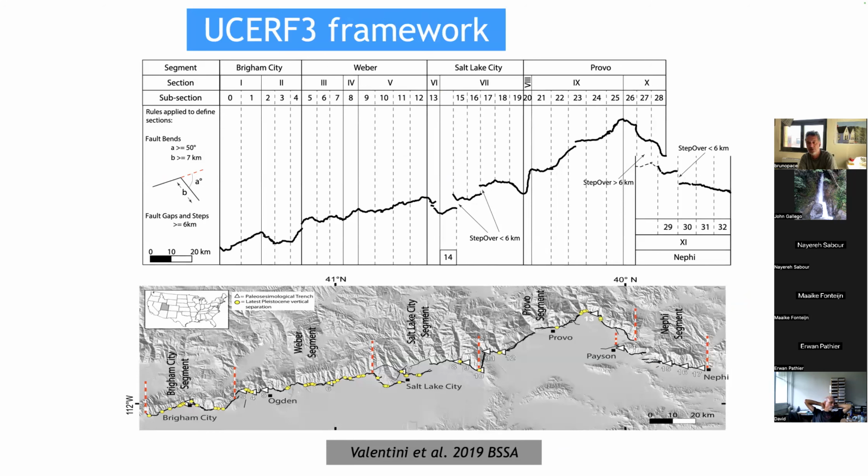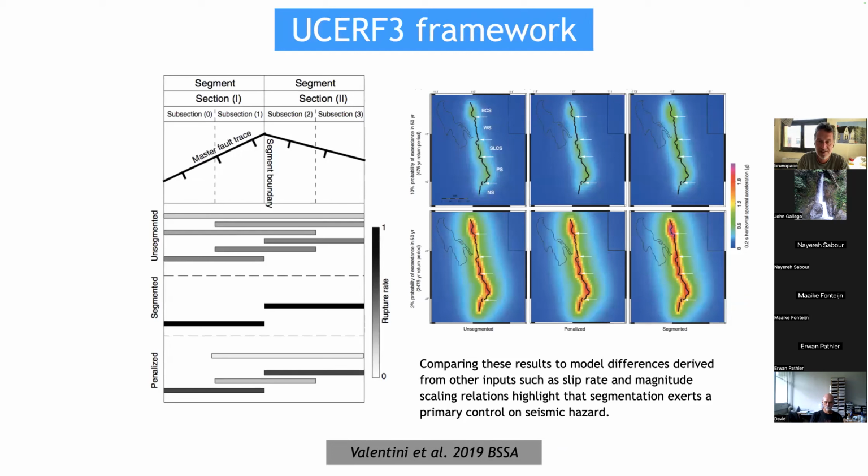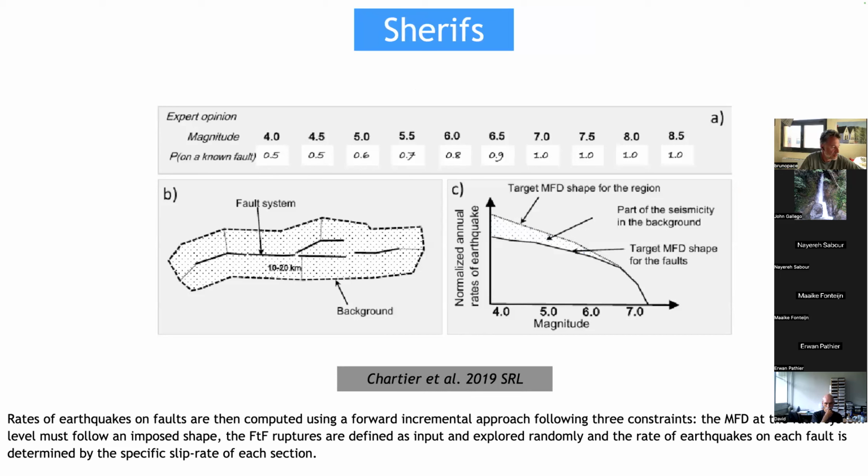We have some other models also, for example, here in the Messina fault system. Some years ago, we did this test to see the impact of using or not using segmented approaches on a fault system. Comparing the results using segmented or unsegmented approaches, with some other inputs such as slip rates and magnitude-scaling relationships, highlights that segmentation acts as a primary control on seismic hazard. So it's really important to explore this kind of model because the impact could be really important. I go fast here because we are quite late.